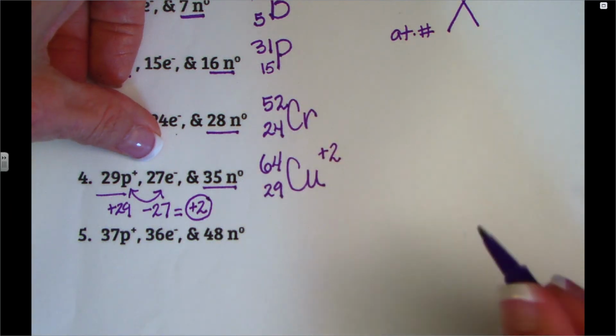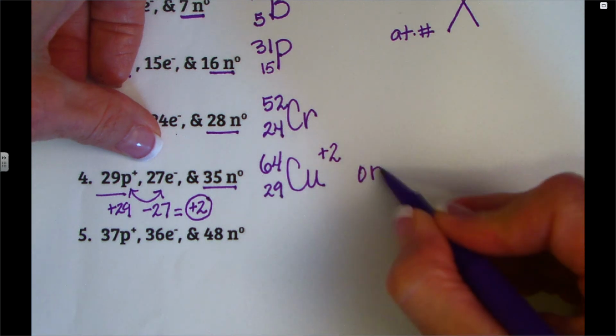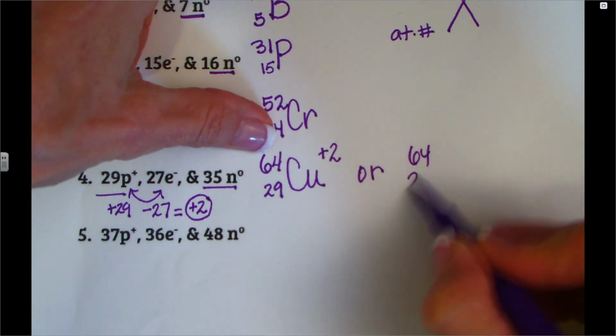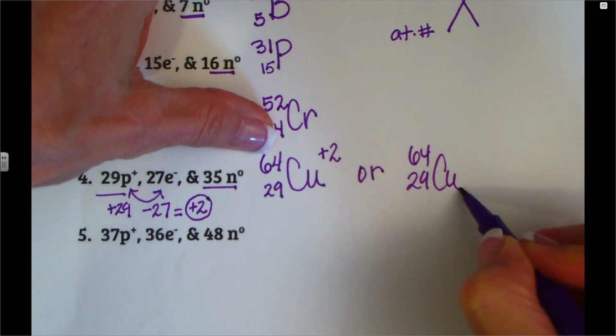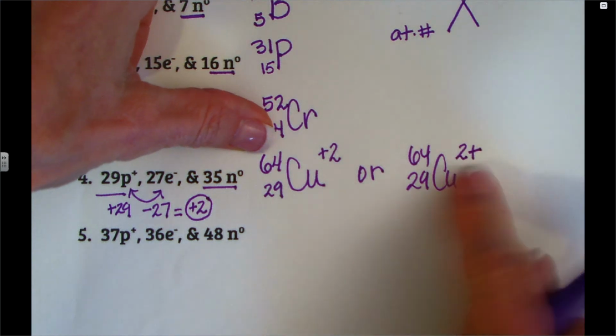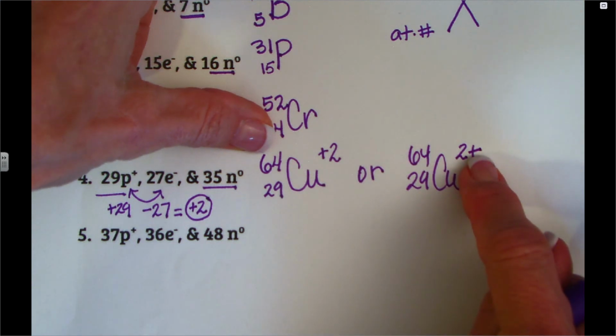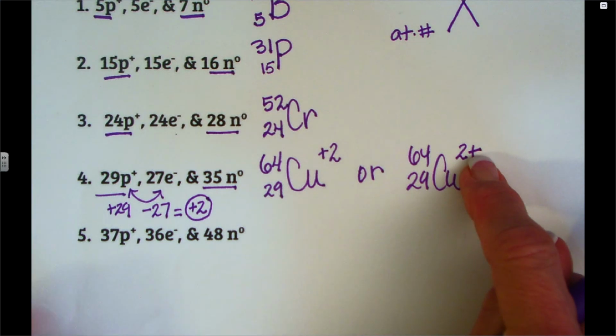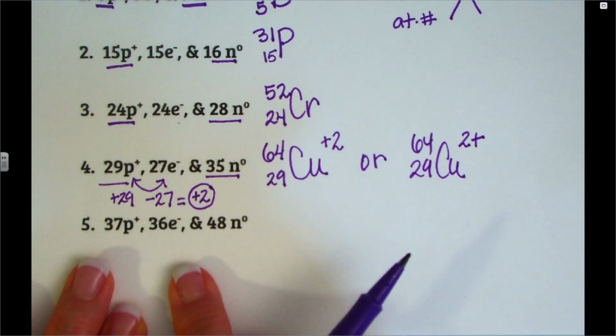Now, you can also write this as 64 over 29 Cu, and it's okay to put your charge as 2 plus. So you see it written both ways, with the plus sign before the number and the plus sign after the number for the charge. All right, let's look at the last example, number 5.